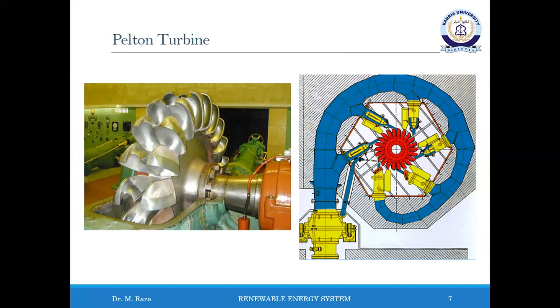The main advantages of impulse turbines are: number one, easily adapted to fluctuating discharge with almost constant efficiency; avoid penstock overpressure, and easily control runner overspeed; comparatively easy to maintain.